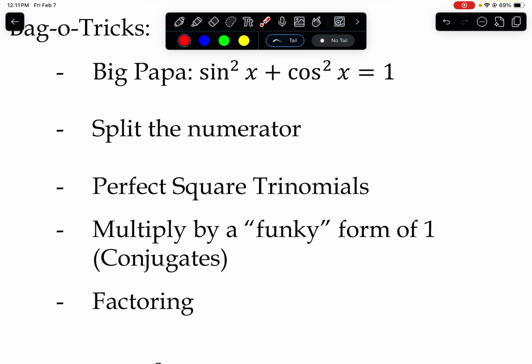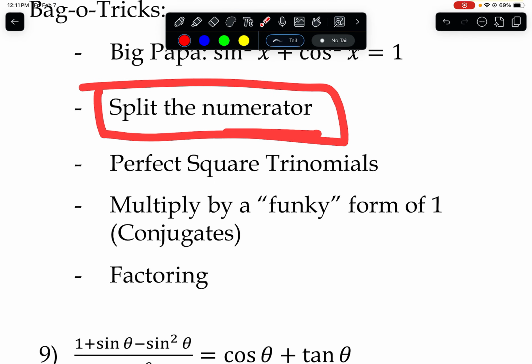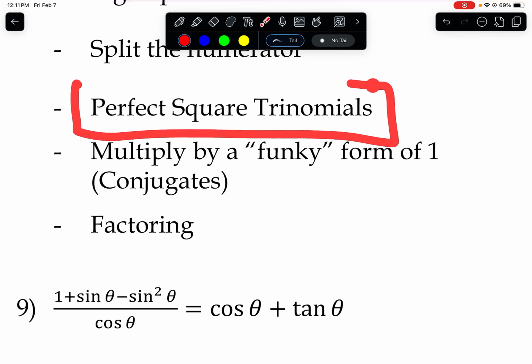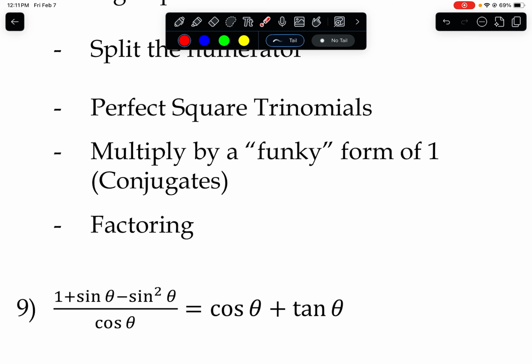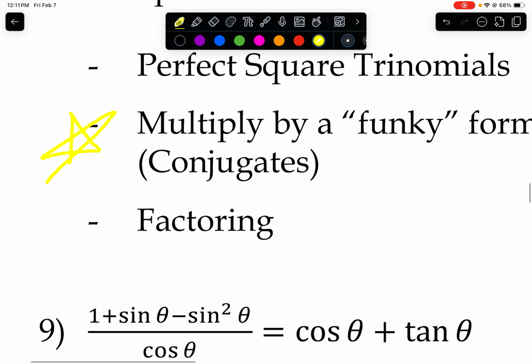The next thing is splitting the numerator. When you split the numerator, that's going to help with some problems. Perfect square trinomials are not going to be as common as you think, but they do come in here and there. Multiplying by a funky form of 1 is going to happen all the time, so that one's going to be pretty important.